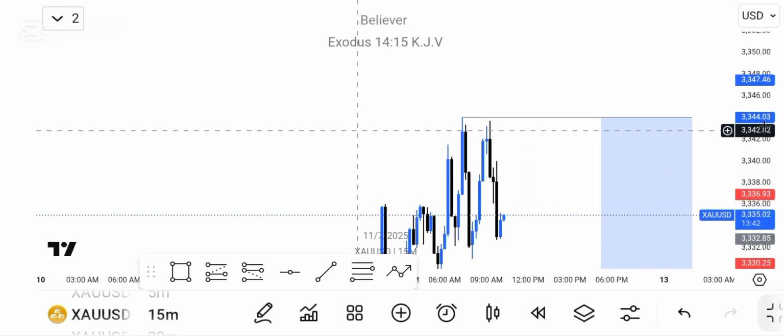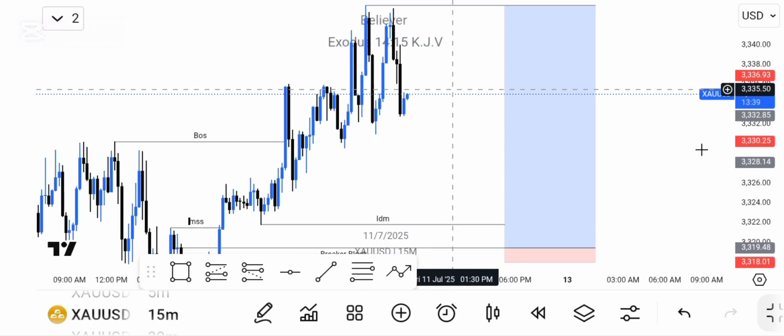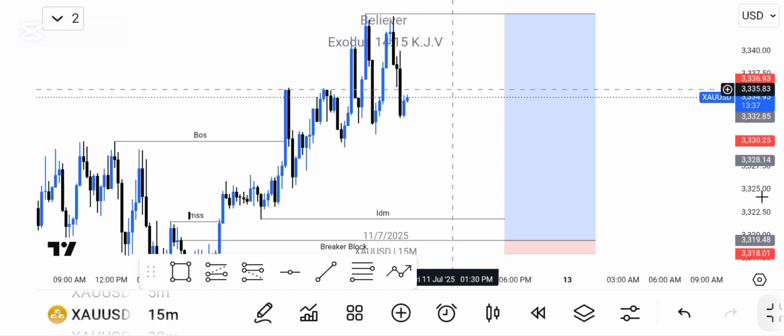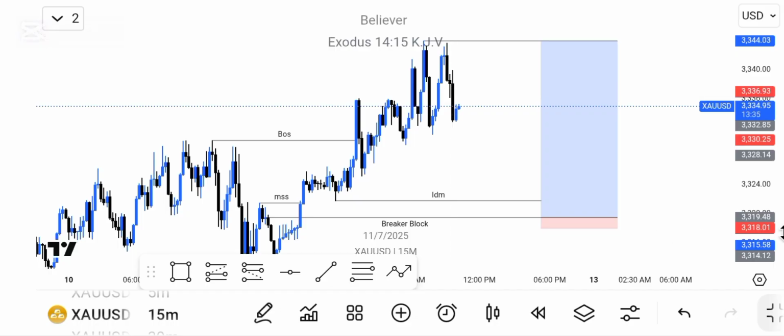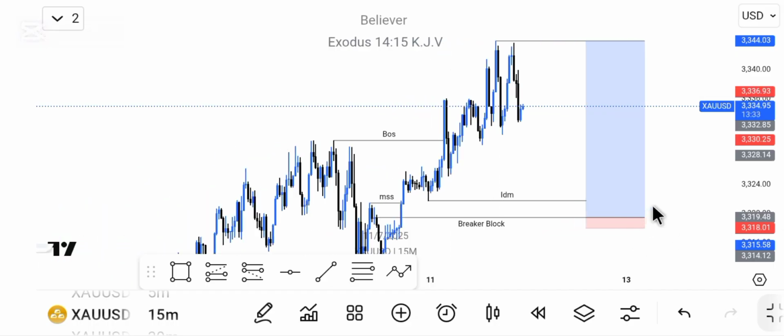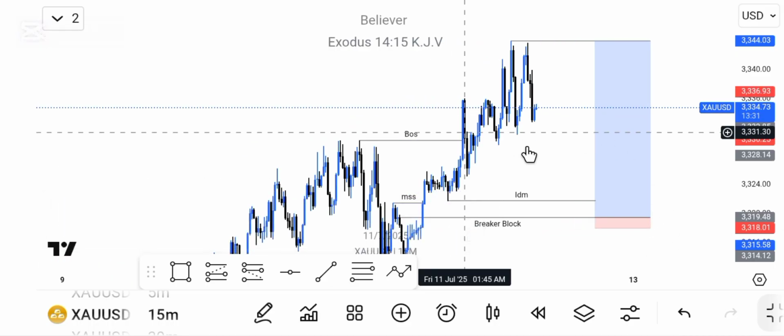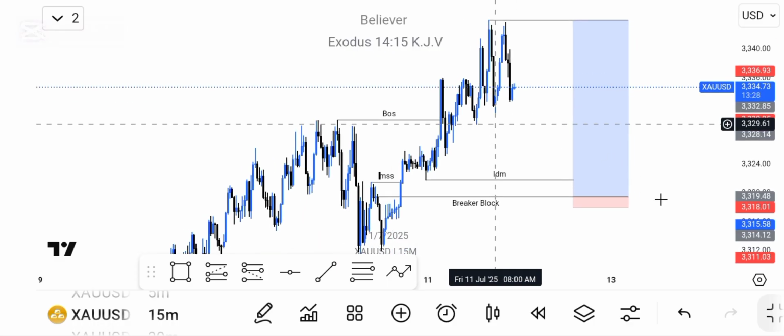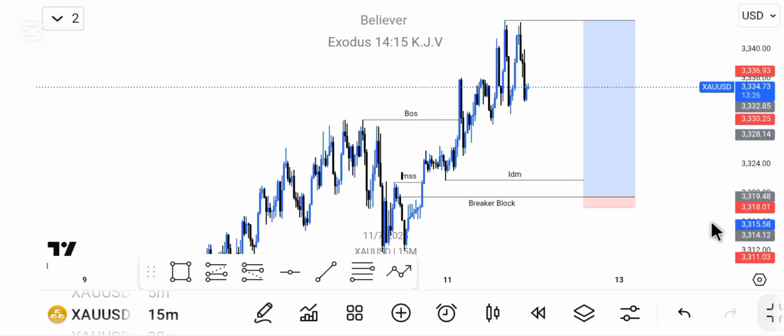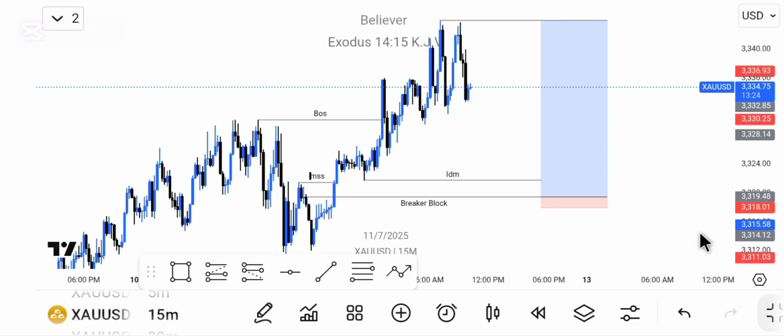So that is that for that. Okay, believe we've covered it. So this is what I'm looking at right now to take this particular trade on gold, XAUUSD. Yep.